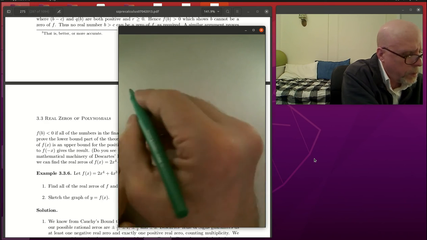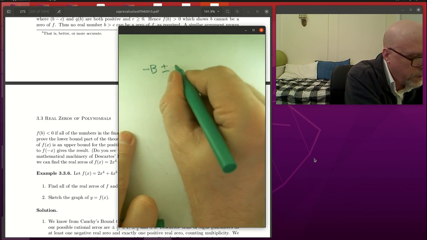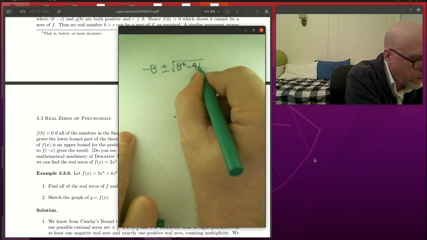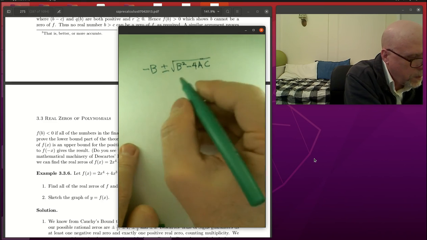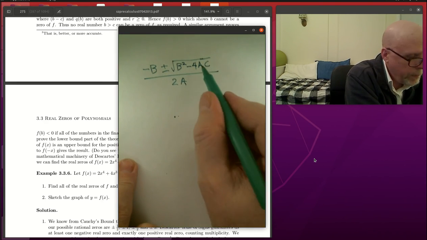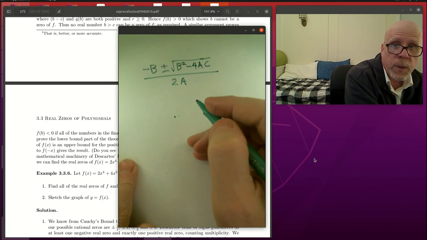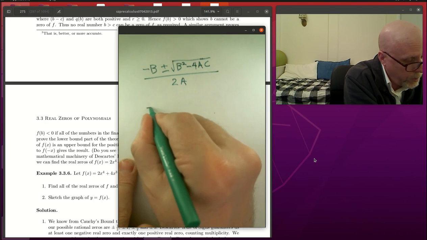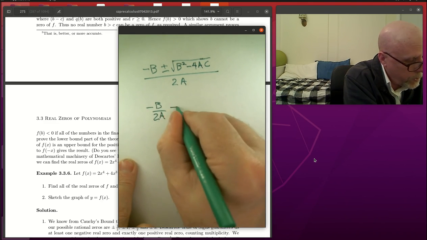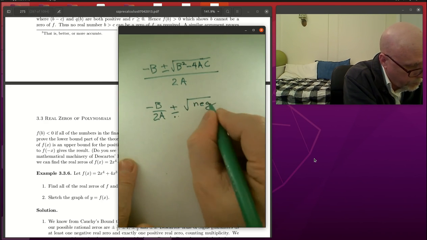How does that work again? It's, let's see, the negative of b plus or minus the square root of b squared minus 4ac, all over 2a. If it happens that b squared minus 4ac is negative, then you're going to get a complex number out of this. But what you will get is negative b over 2a plus or minus the square root of some negative thing over 2a.